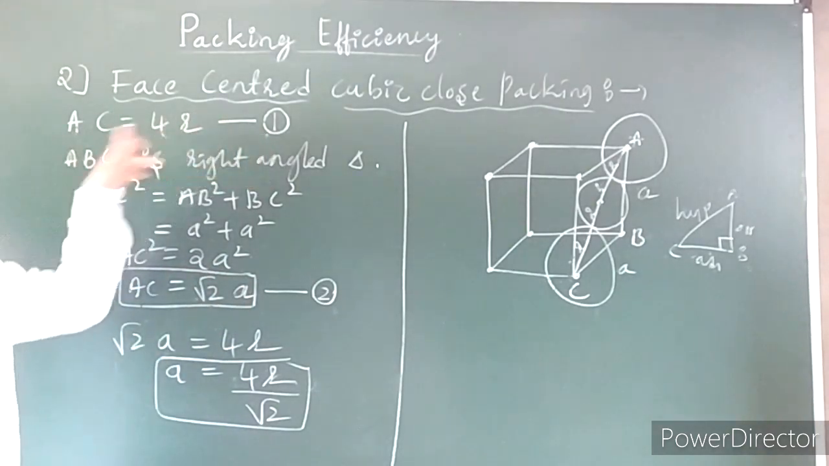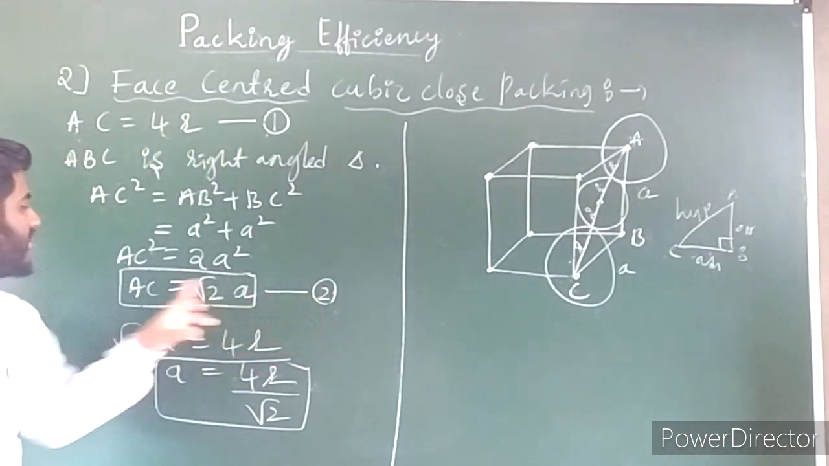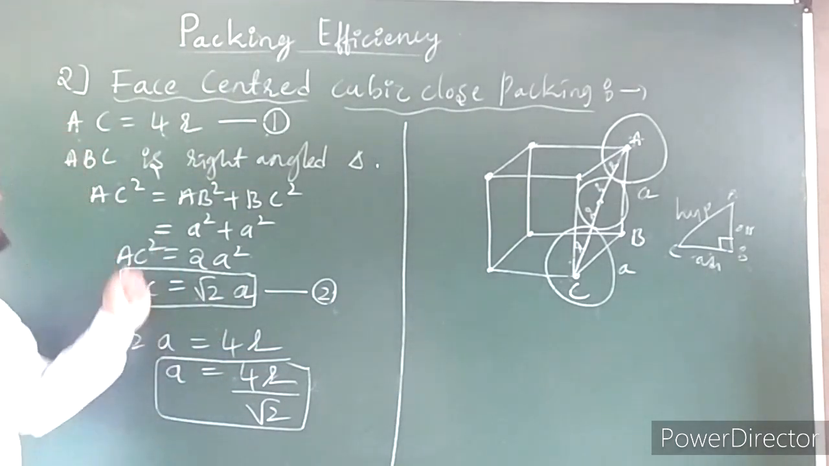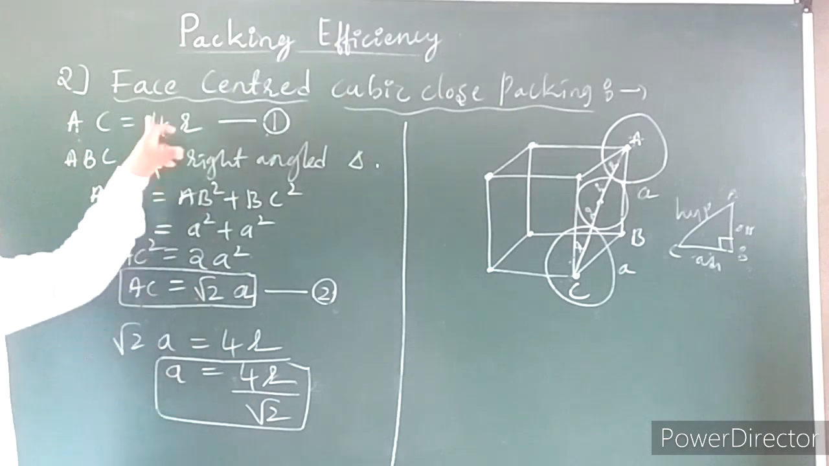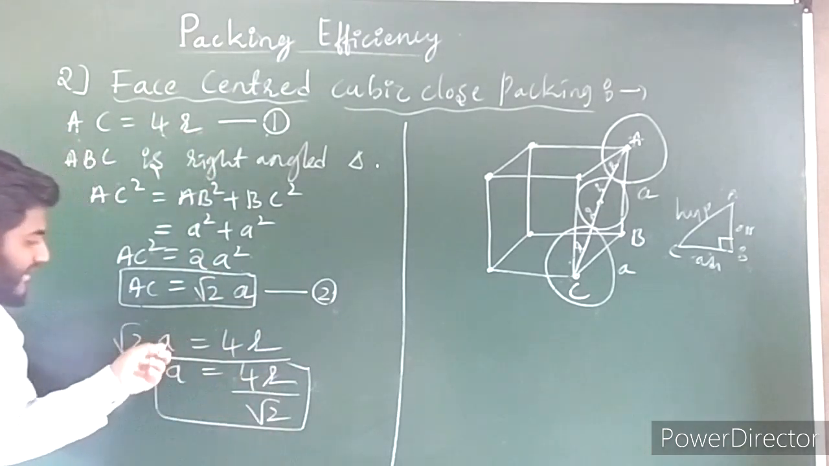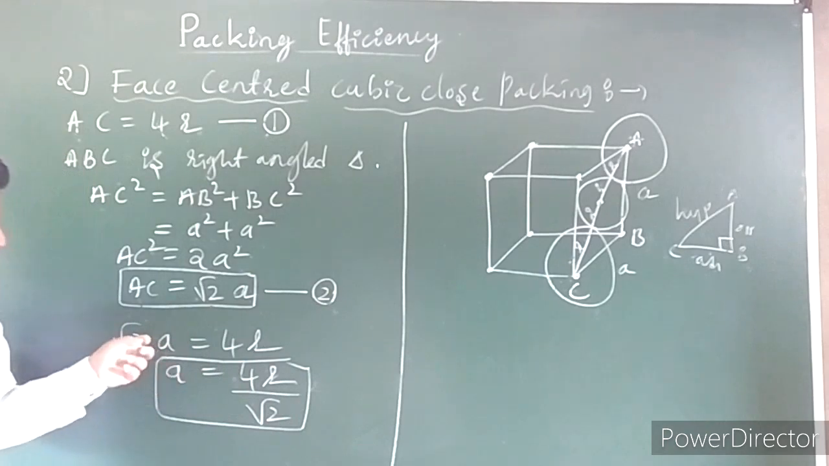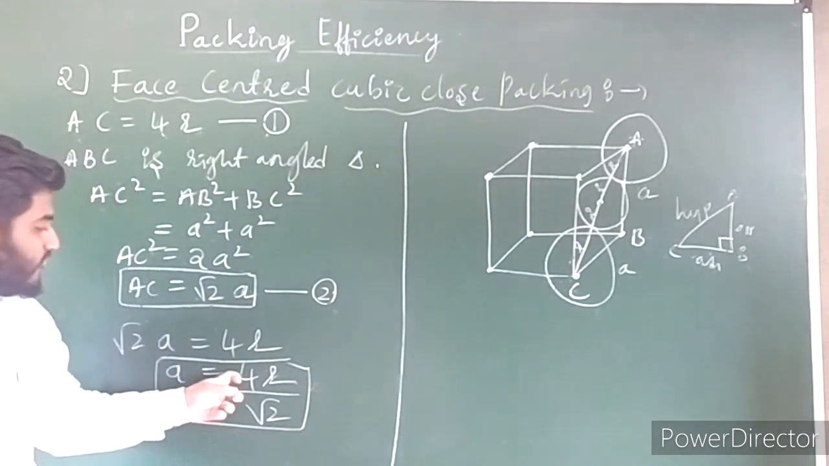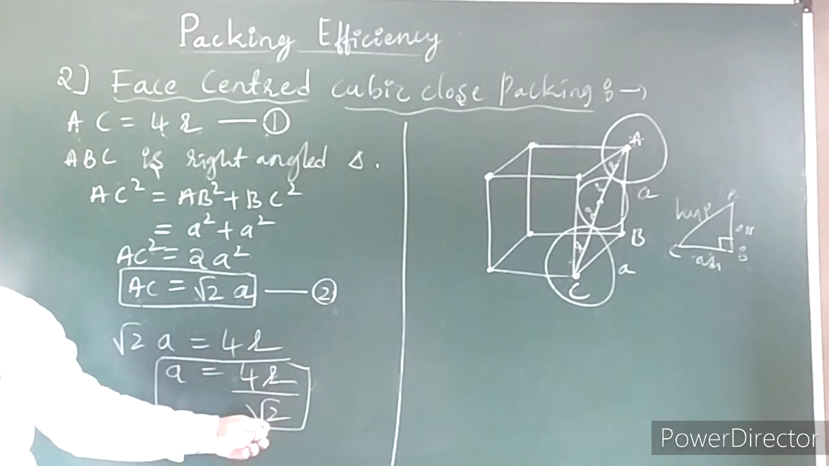In equation 1, we got AC is equal to 4R. In equation 2, we got AC is equal to root 2 A. So, if left sides are equal, we can write the right sides also equal. 4R is equal to root 2 A. That is how I have written root 2 A is equal to 4R. We want A here. Keep A as it is. Root 2 is here with a multiplication sign. When it comes to this side, it becomes division. Therefore, 4R divided by root 2 we are getting.